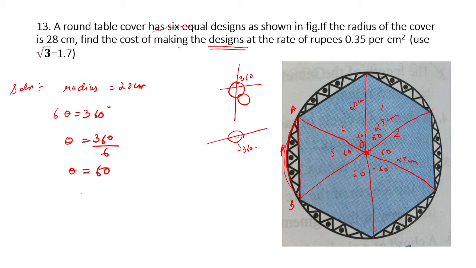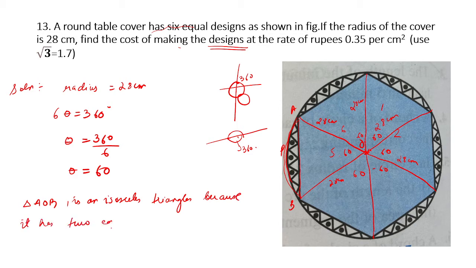Clear? But before that, let me bring your attention to triangle AOB. You look at triangle AOB, this is 28 centimeter and this is 28 centimeter. Triangle AOB is an isosceles triangle. Why is it an isosceles triangle? Because it has 2 equal sides. What are those equal sides? AO and OB are both equal to 28 centimeter. And as such, we'll have 2 equal angles.